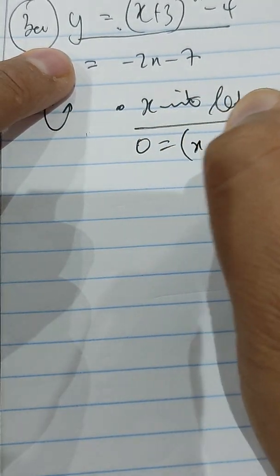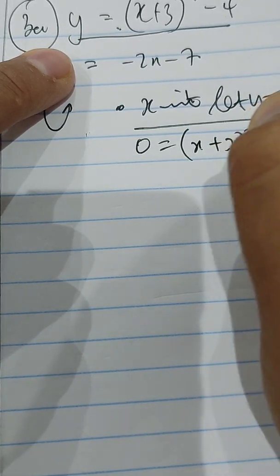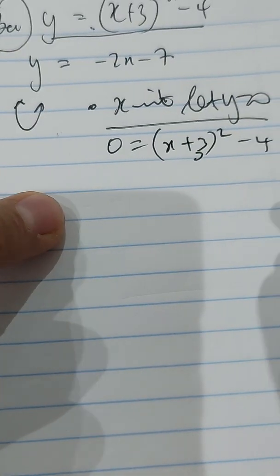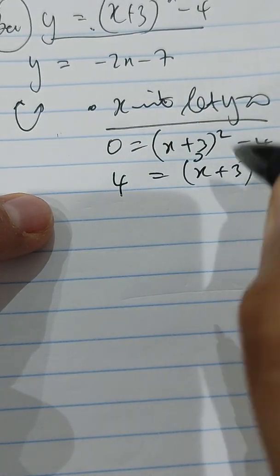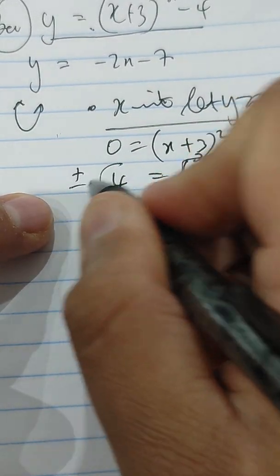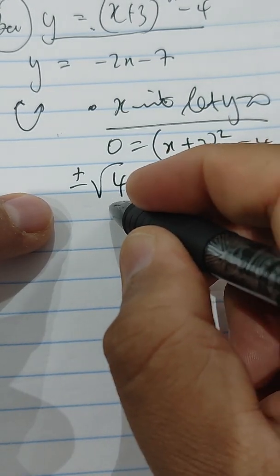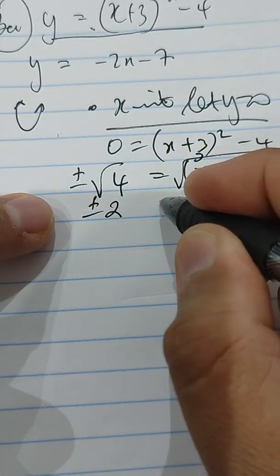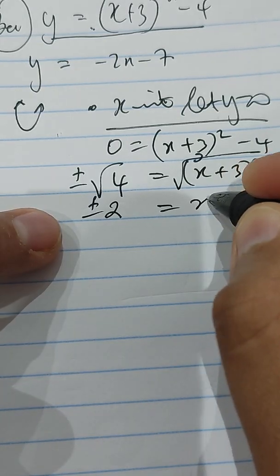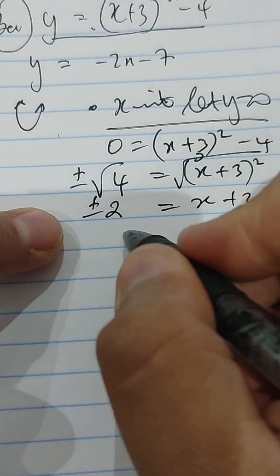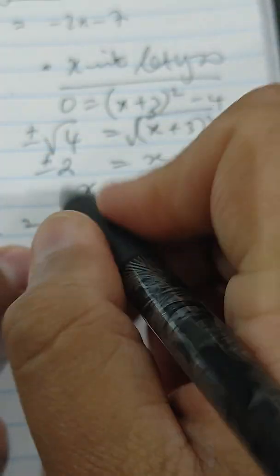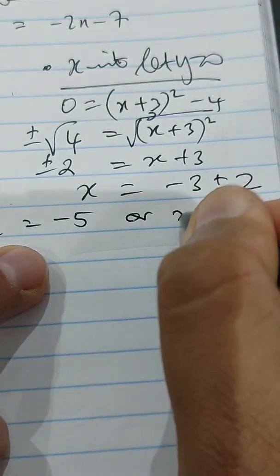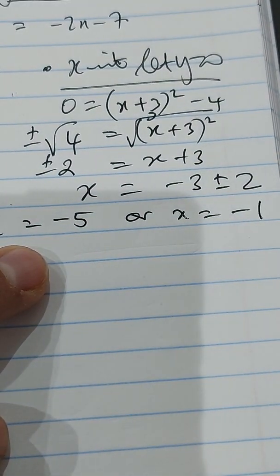So 0 is equal to (x plus 3) all squared minus 4. Okay? Take 4 over, so it becomes (x plus 3) all squared equals 4. The square root thereof is going to be plus minus 2, as the square root of 4 is 2, x plus 3. We take a 3 over, so x is equal to minus 3 plus minus 2. Okay, so we got x is equal to negative 5, or x is equal to negative 1.